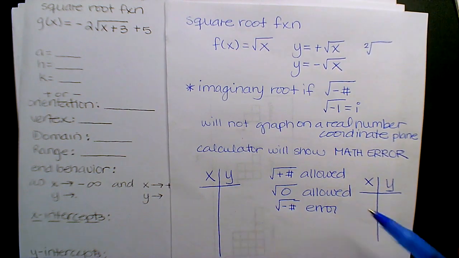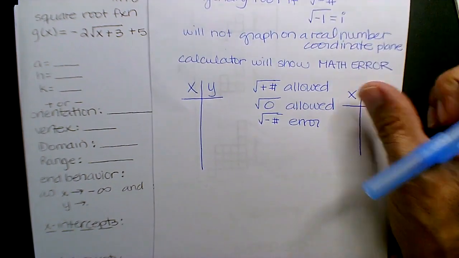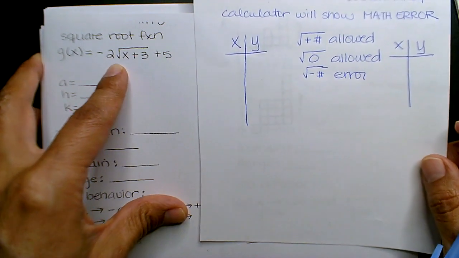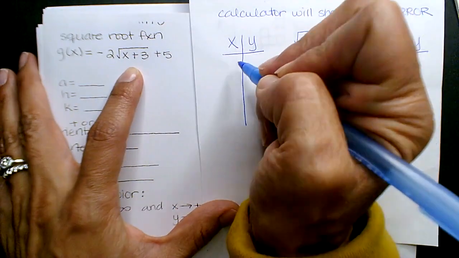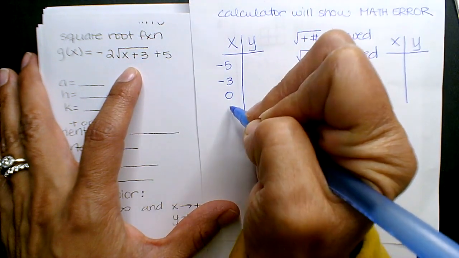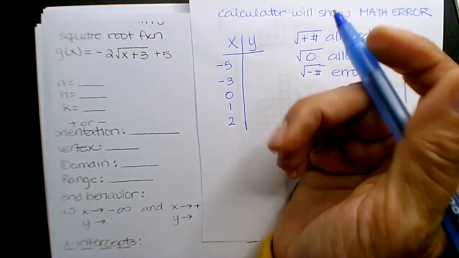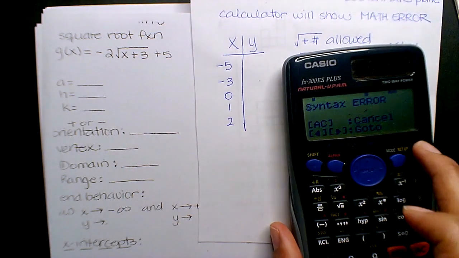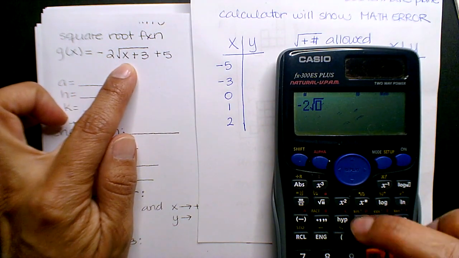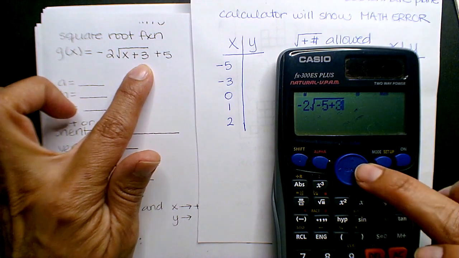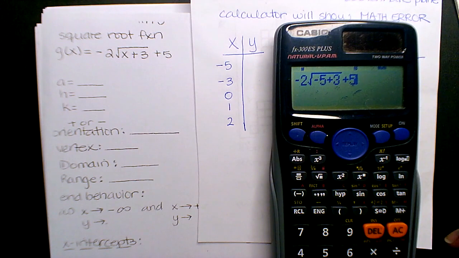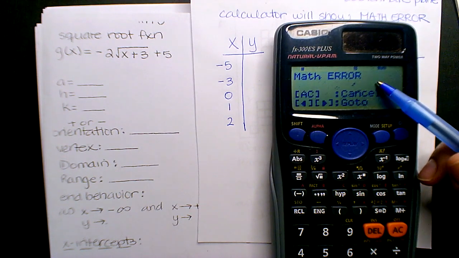But if you don't understand that and you guys are on a test or a quiz with your partner, and you're like, oh, here's what I'm working on. This is a function. And you're like, oh, let me do -5, -3, 0, 1, 2, right? Say you go for that. And now you're going to type it in, and I get -2 square root of -5 plus 3, click out, plus 5, right? So see, I'm substituting, right? Okay, I hit equal, math error.